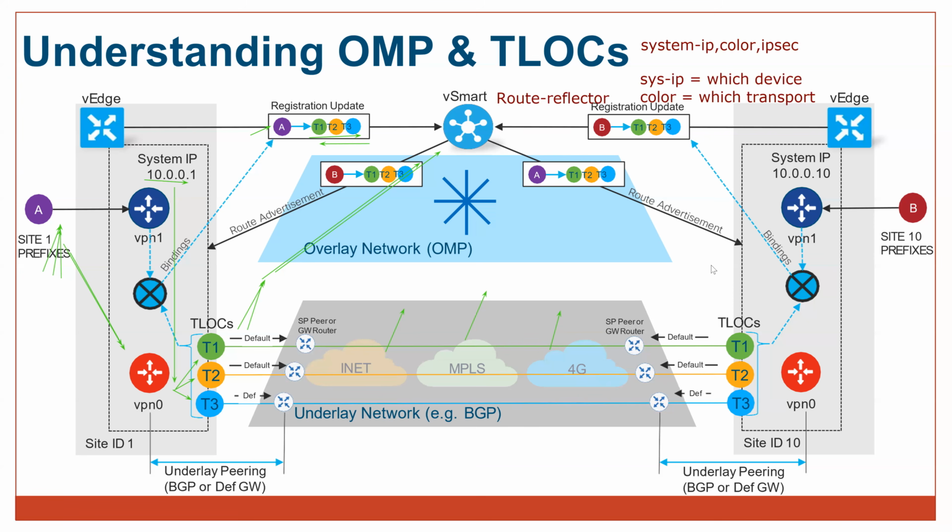Now when the other side receives the route, how will it come to know whether it is coming from internet, MPLS or 4G? Again, they have to go and read the TLOC information. So TLOC information becomes very important to understand which particular system it is coming from and what the transport is. You can see that OMP and TLOC are working in parallel, and they are helping the different branches to understand the routes with the help of VSmart.